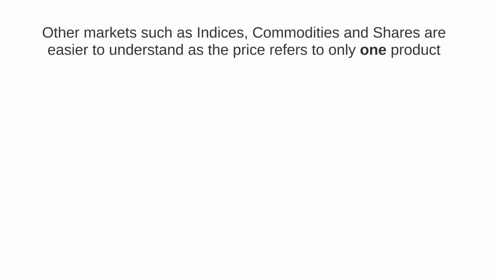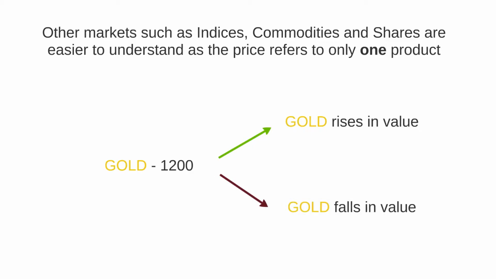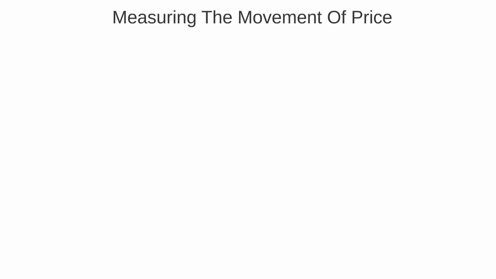Understanding the price of other markets such as indices, commodities or shares is easier to grasp as the price is specific to only one product rather than a pair. Take the gold market for example. If the price quoted is 1200, then that's all you need to know. If the price moves up, then gold has gone up in value, and if the price drops, then gold has fallen in value. Let's move on to measuring the movement of price, and this can be trickier than first expected.